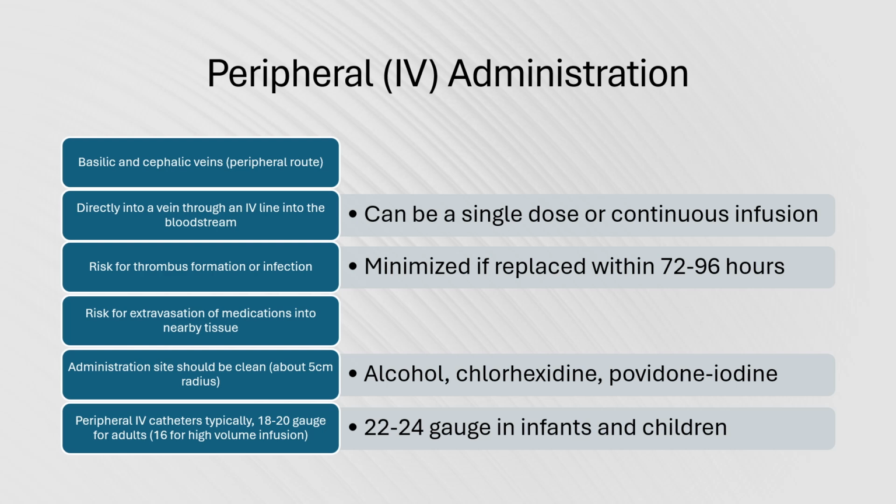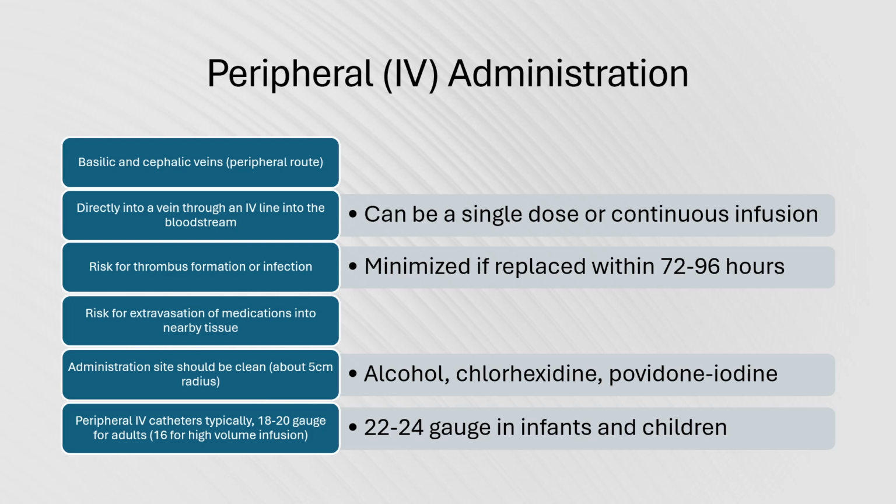It's important because if they're not, they can precipitate, which can lead to pulmonary microcapillary occlusion and block blood flow. Medications can be either given as a single dose or as a continuous infusion. Typical fluid flow rates are somewhere between 42 and 150 milliliters per hour.